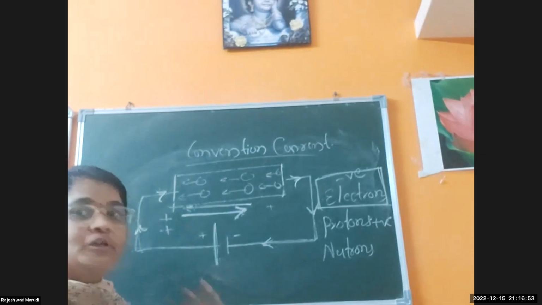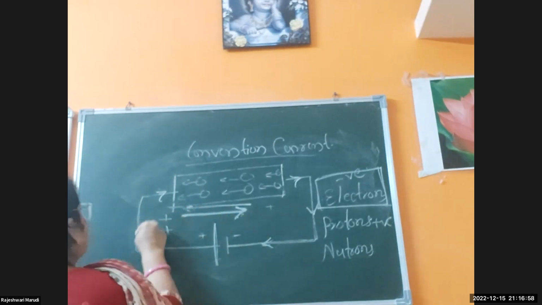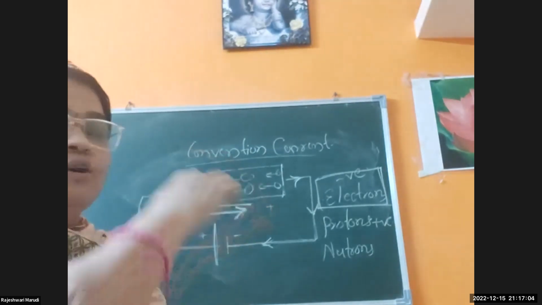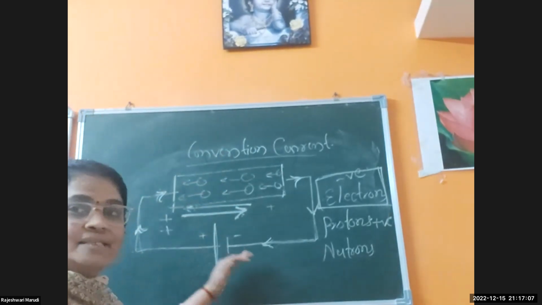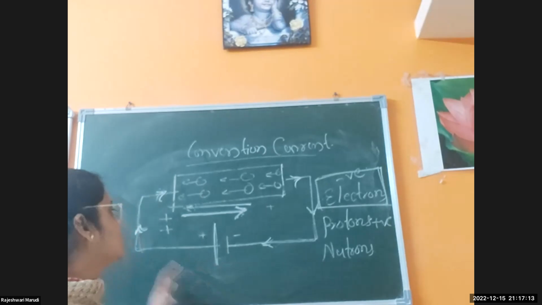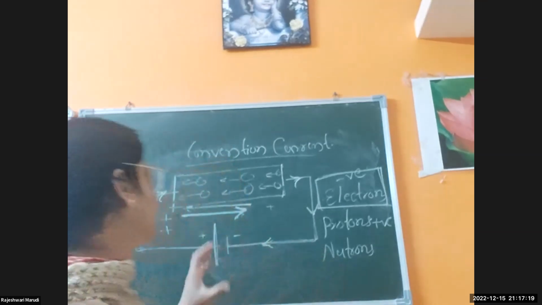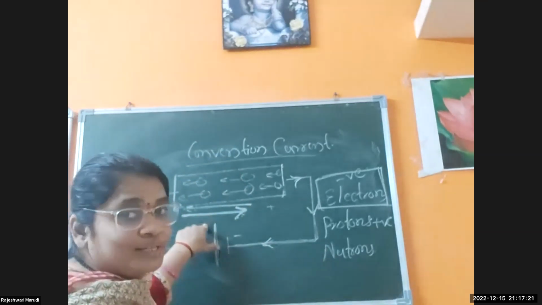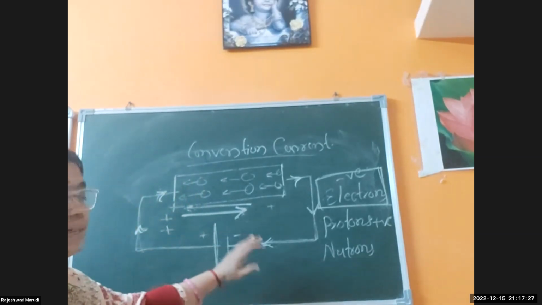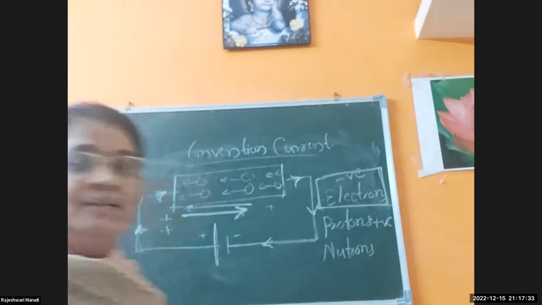Still, whenever we draw circuits, we show arrow marks. These arrow marks represent the conventional current, because since electricity was discovered, that is the convention used. Today also we are using the same concept. We show in the circuit the direction of the current, and it is always the conventional current. But we know that whatever current flows in the conductor is due to the electrons. Got it, everyone?